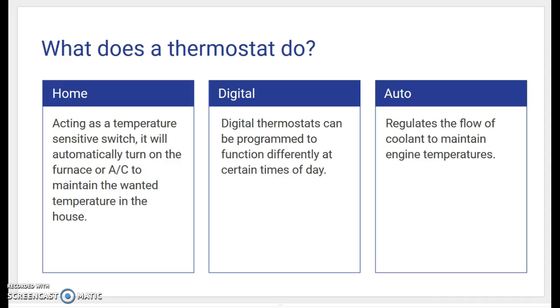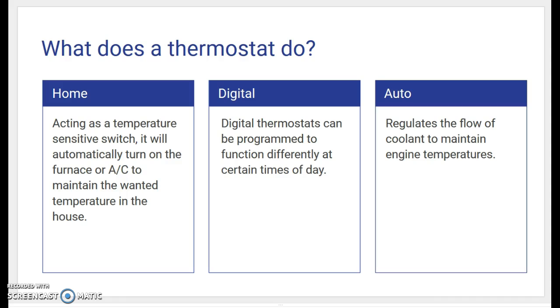Simply put, a thermostat is a temperature-sensing control device that is used to maintain a desired temperature or set point. In almost every home, a thermostat is used as a temperature-sensitive switch that will automatically turn on the furnace or air conditioning to maintain the wanted temperature inside the house. In newer homes, programmable thermostats are being used. This updated technology allows the thermostat to adjust the temperature in the house depending on time of day.